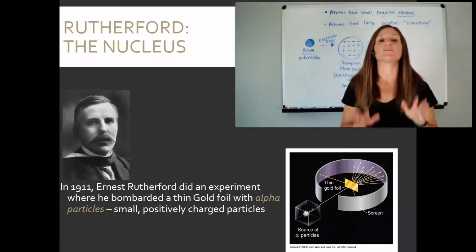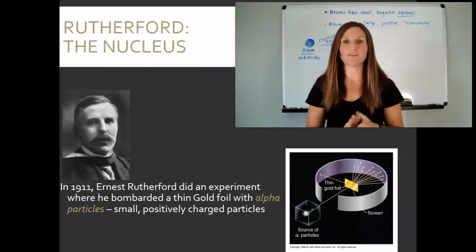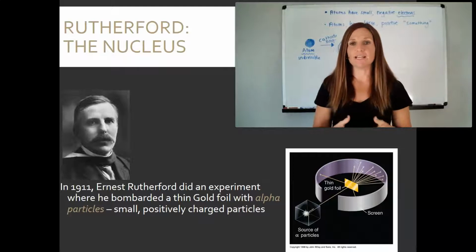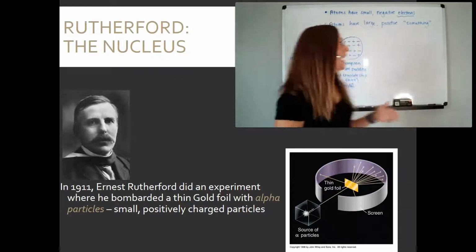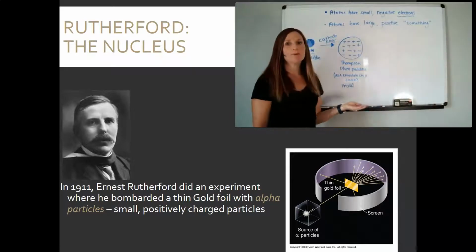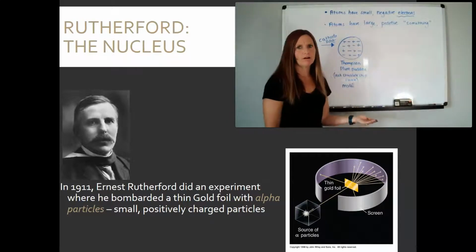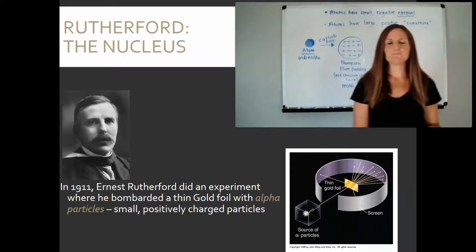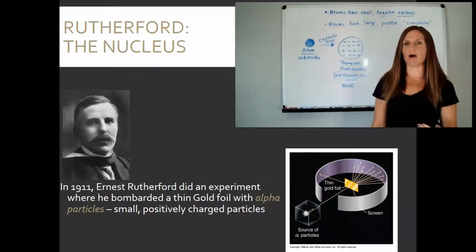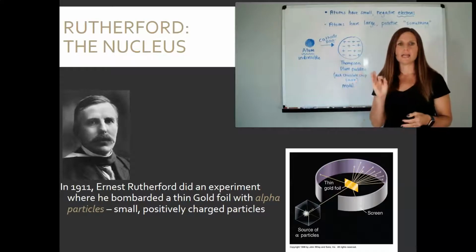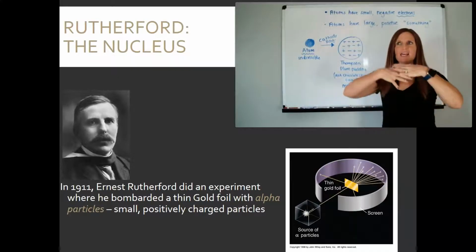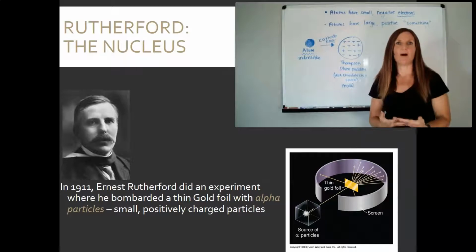Hey guys, so today we're going to be looking at Rutherford and the discovery of the nucleus. When we left off, we had established Thomson's plum pudding model for the atom. And in Thomson's plum pudding model, we expected to see small negative charges embedded in a matrix of positivity.